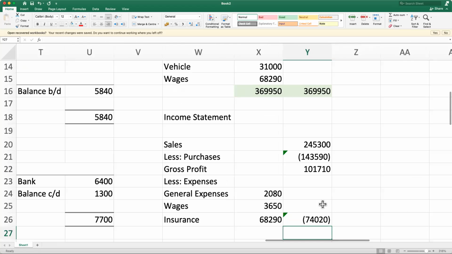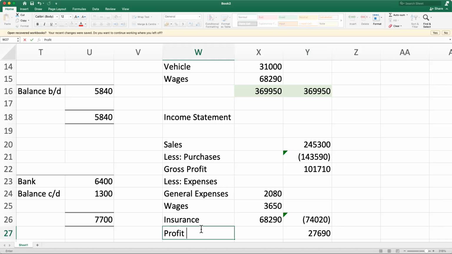So once we are done here, this minus this is equal to my net profit. 101,710 minus 74,020. We should get 27,690. This is what we call our profit for the year.